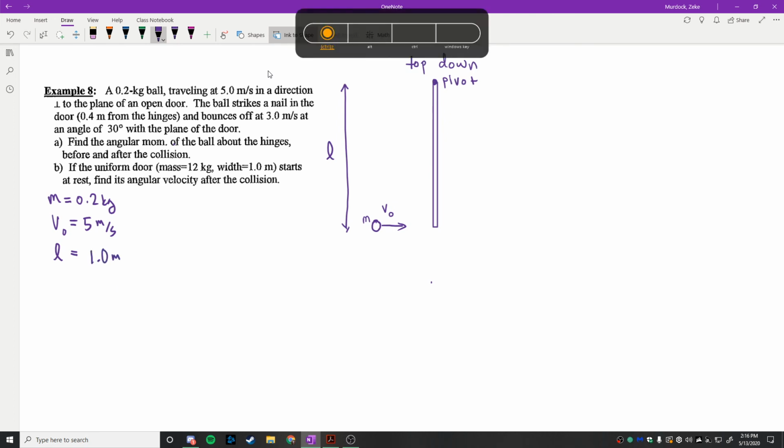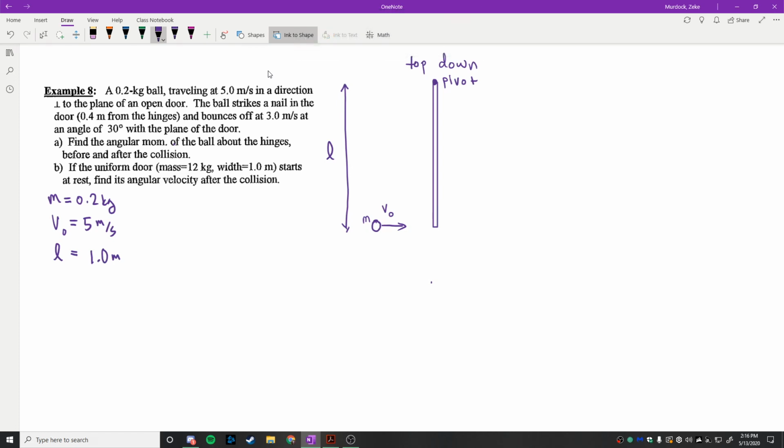1.0 meters. And then the place where the ball strikes the nail is 0.4 meters from the hinges. So in reality, the place where this ball is should be like 0.4. So if this is halfway up, 0.4 from the hinge would be up here, right? Does that look right? So then this distance here, do we want to give that a name too? Call it D maybe? The distance D is equal to 0.4 meters.